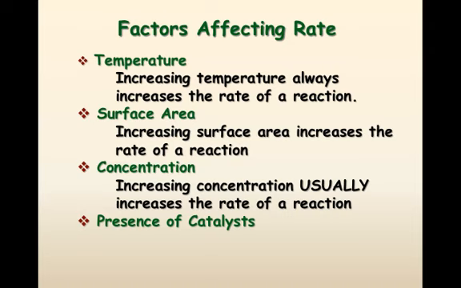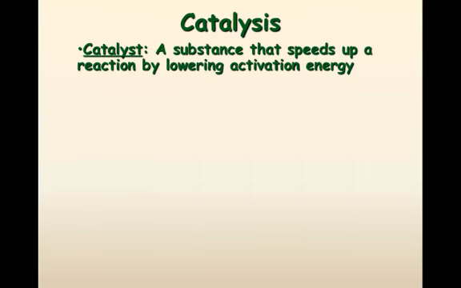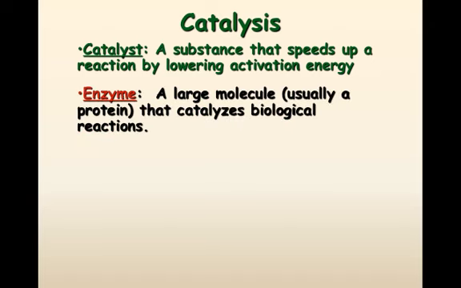Concentration usually increases rate. Again, it depends on the order of the reaction, but obviously with increased concentration, more things have the ability to collide. Again, everything goes back to the collision model. And then catalysts, we know what catalysts do. So a couple things. Catalysts speed up a reaction by lowering the pathway. Chemical catalysts and biological enzymes both do the same thing, but they are completely different.